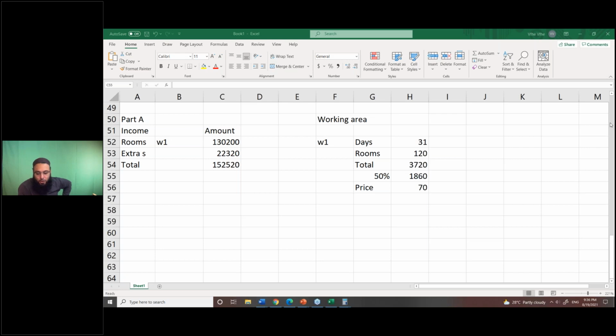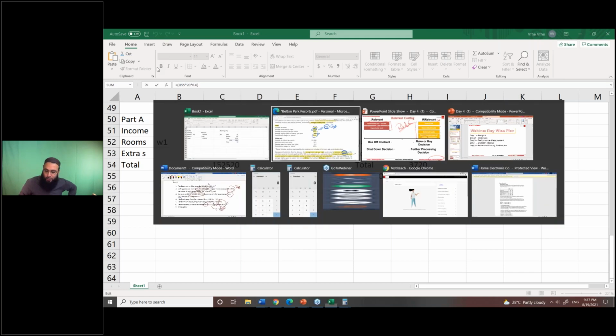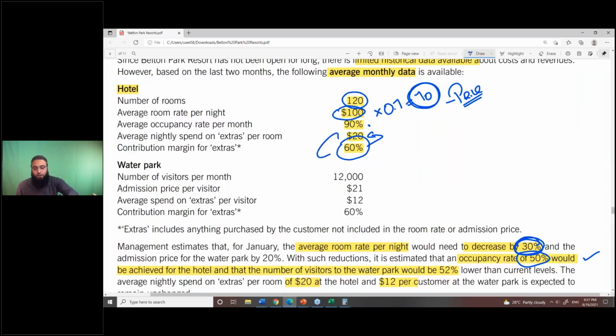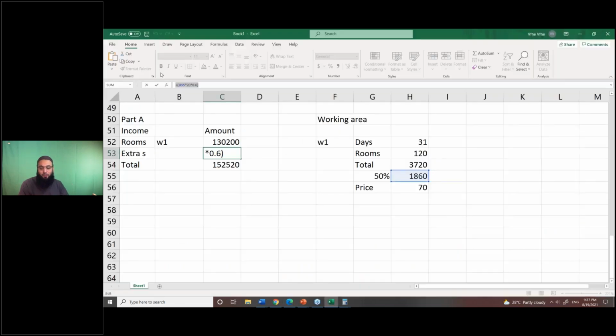Okay. Cell C53. Right. No need to color. See, this is the cell. 1860 is the occupancy, into 20 is the price that you are charging for the extras, and 60% is your contribution. So the variable costs of this you are deducting. So this is what you have done here.